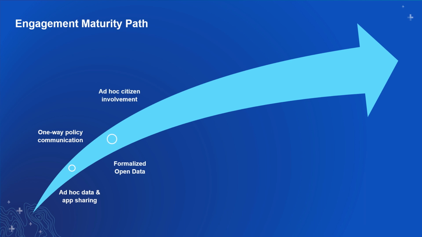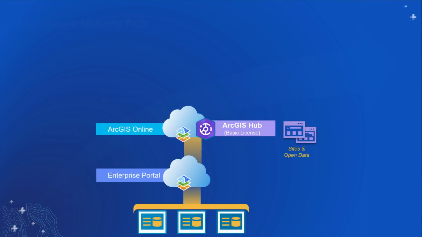And then we find people move up to doing formalized data sharing in the form of open data, and there might be some ad hoc citizen engagement there. And that kind of area, that first phase, can easily be addressed with what most of you already have now, which is the basic level of ArcGIS Hub.